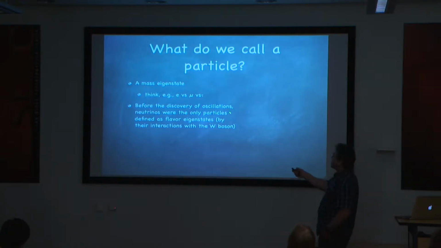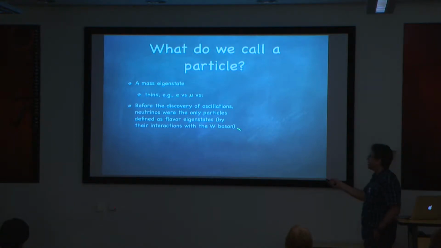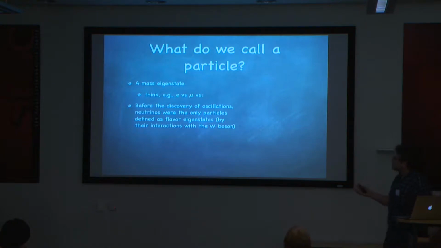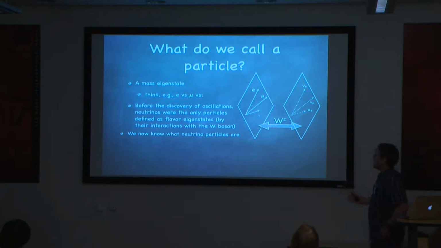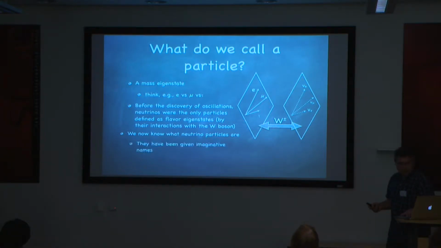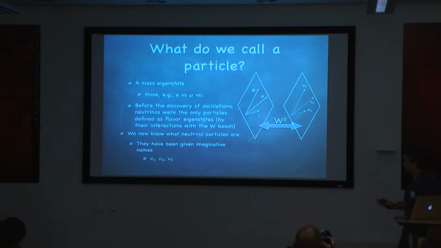Before the discovery of oscillations, neutrinos were the only particles defined as their flavor eigenstates, which meant they were states that couple to charged leptons through the W boson. So they were the only weird guys. You have some space of charged leptons, and the W boson couples them to some superposition of these neutrino states, which were called nu e, nu mu, and nu tau. But now we know that neutrino particles are three distinct mass eigenstates, and they have been given very imaginative names, nu1, nu2, and nu3. So people working in this field have terrible PR problems.